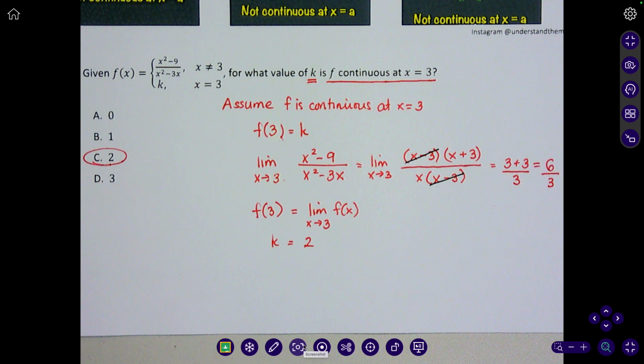Go to the next page. Why don't you guys read the next page first, the next example? And let's see if you can do that one while we wait for everyone else.